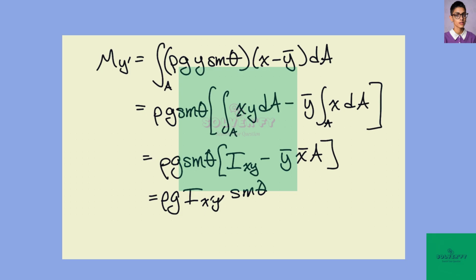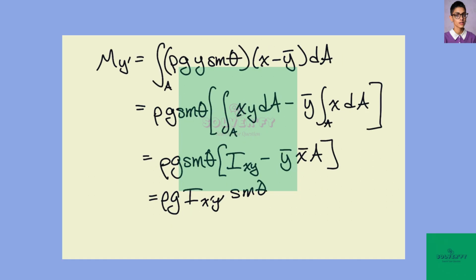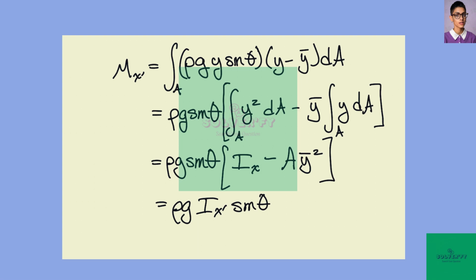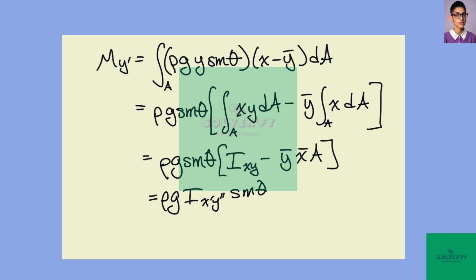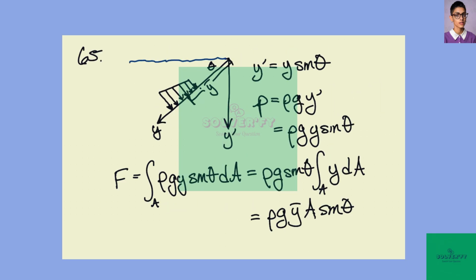So let's actually call this y double prime, to distinguish it from the axis that I defined vertically.